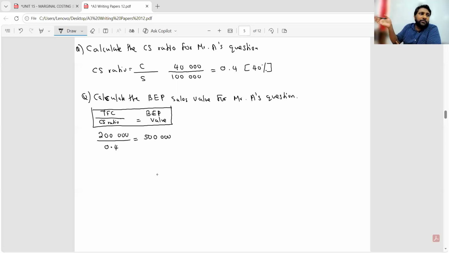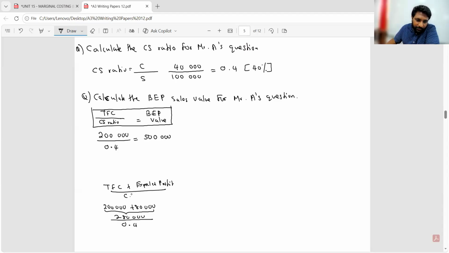Again, go back to the mistakes question. Total fixed cost 200,000. How much was the target profit? 80,000. So here we are getting 280,000. I'm dividing this by the CS ratio 0.4. That means total fixed cost plus the expected profit, or the target profit, I divided by the CS ratio.